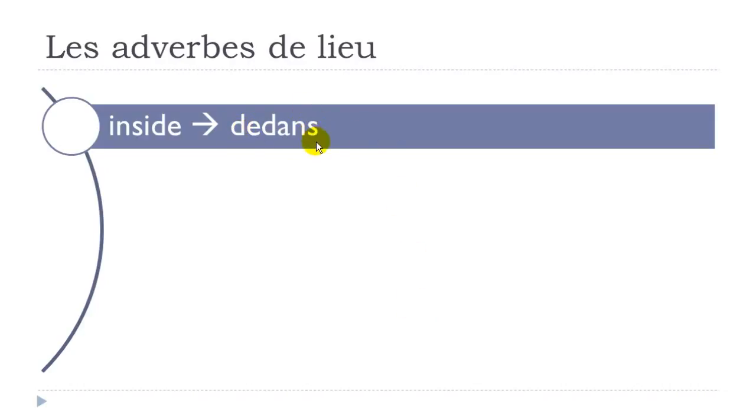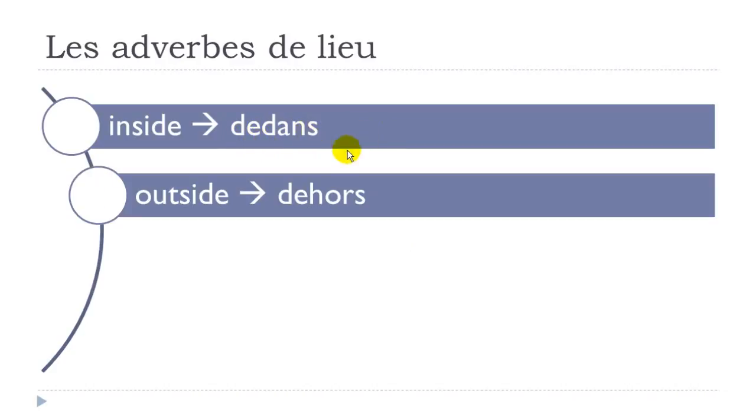Dedans. Final S not pronounced. Dedans. Dehors. Okay, so remember final S not pronounced, and then this H in French doesn't exist phonetically, so you don't pronounce it. Dehors.